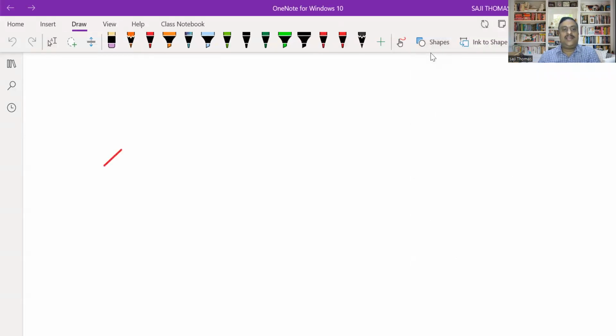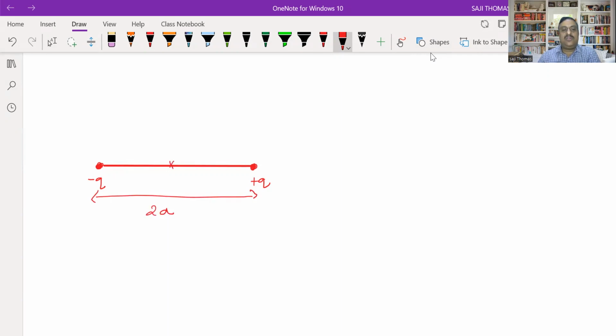So here a charge minus Q is kept. This is charge minus Q. This is charge plus Q. So this is an electric dipole. The distance between these two charges we denote by 2a. That is the length of the dipole.